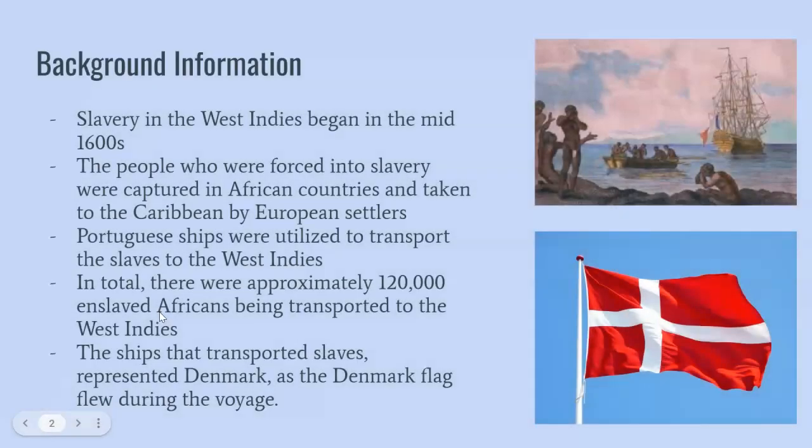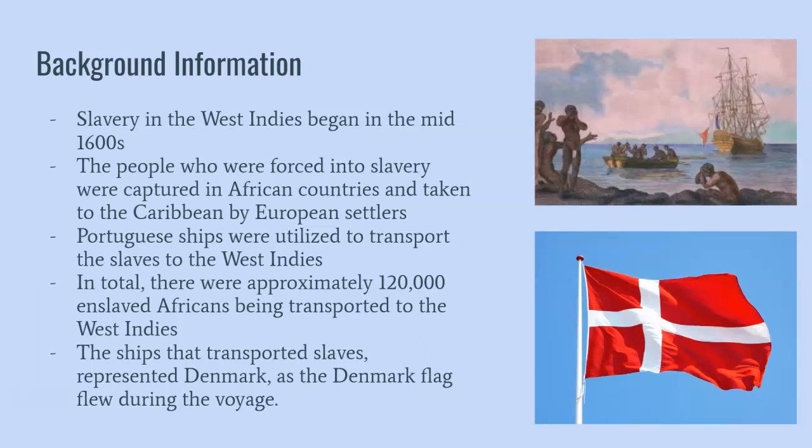This is my first slide, and it discusses the background information. Slavery in the West Indies began in the mid-1600s. The people who were forced into slavery were captured in African countries and taken to the Caribbean by European settlers. Portuguese ships were utilized to transport the slaves to the West Indies.